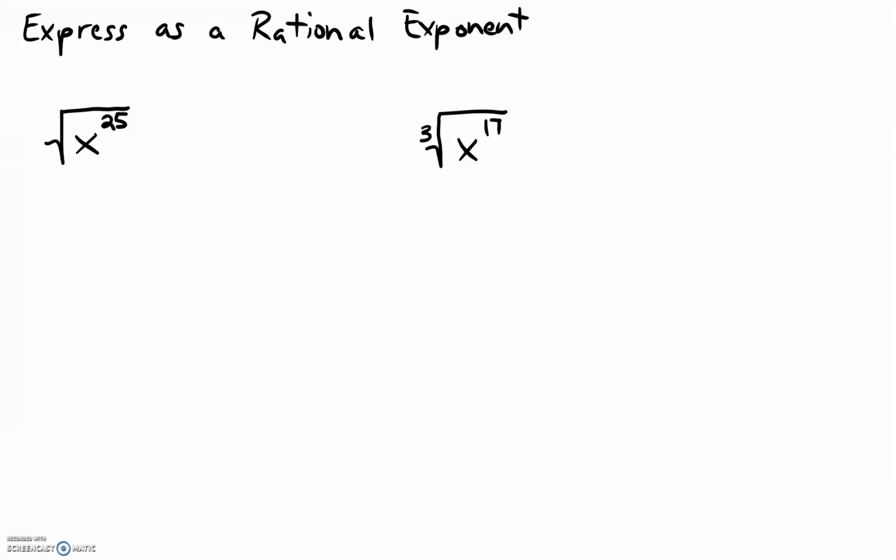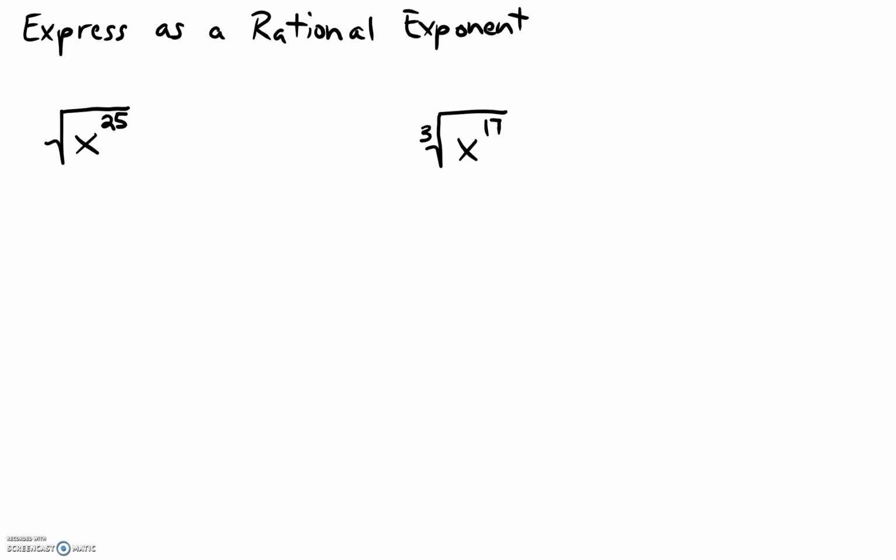In this video, we're going to look at taking a radical expression and expressing it as a rational exponent. And so really what that means is we want to get rid of the radical or the square root sign or cube root sign or whatever the root is, and we write it instead as just the base raised to some fractional exponent. So let's look at the first one.